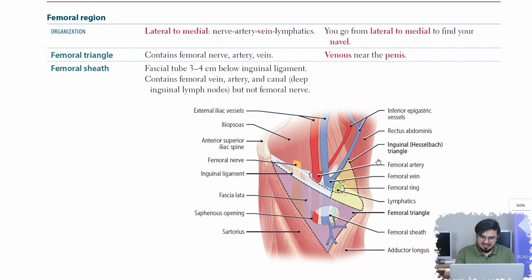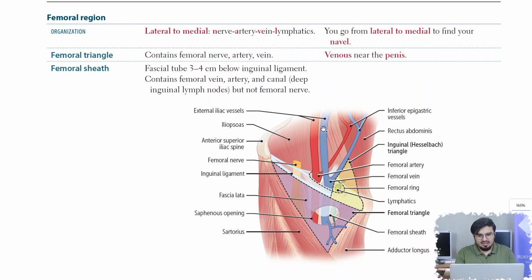Other structures that you can appreciate in this image that are going to be important for our further concepts, one of them is the iliopsoas muscle. So this is psoas and iliacus. So iliopsoas is made up of two parts, iliacus and psoas.